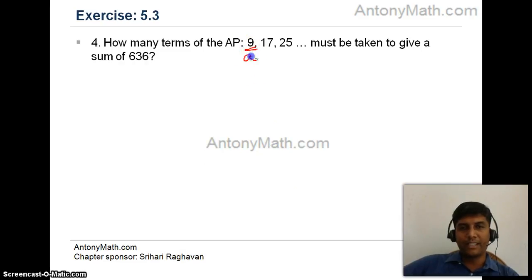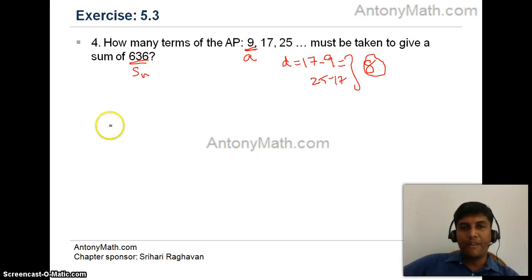We know a, which is the starting term. We know the sum of the n terms, which is Sn. We know the common difference, which is any difference between consecutive terms, 17 minus 9 or 25 minus 17, and all of them are equal to 8. So we know the common difference is 8. What we have been asked to find, how many terms, alludes to the fact that we need to find the value of n.